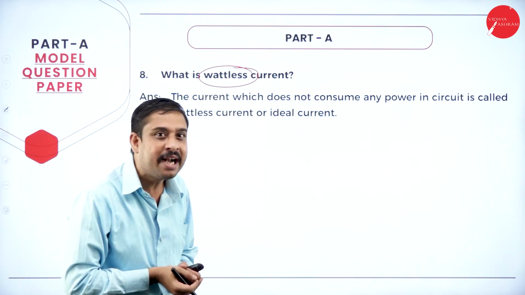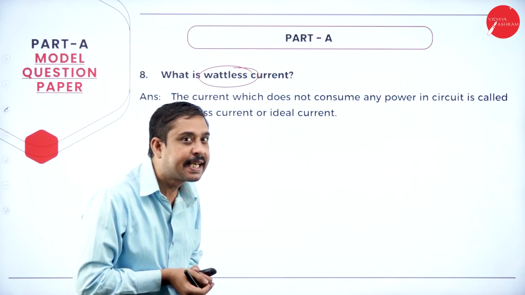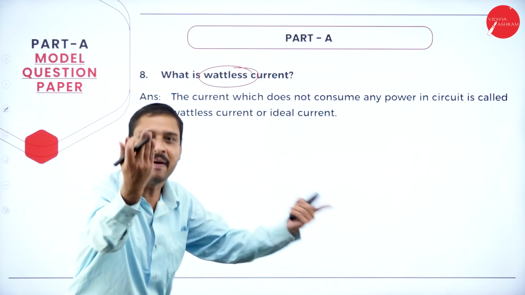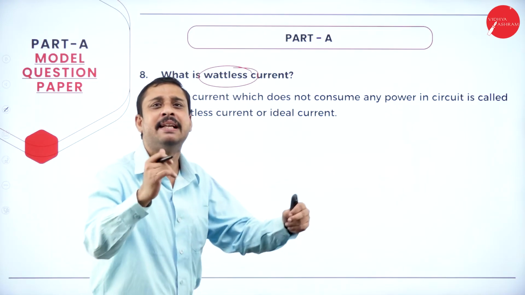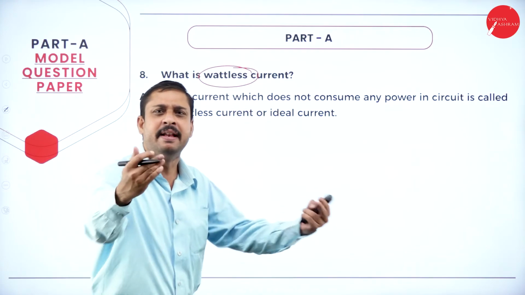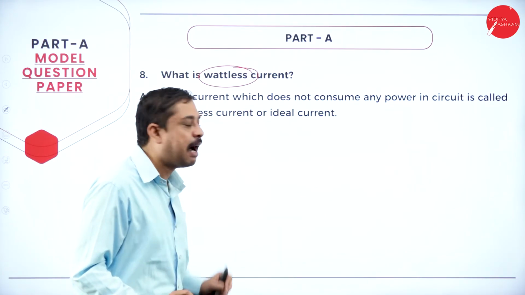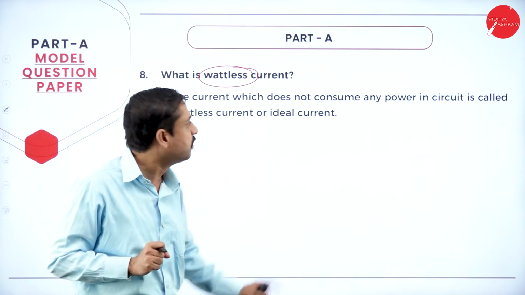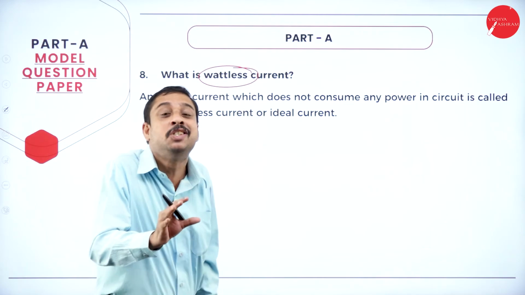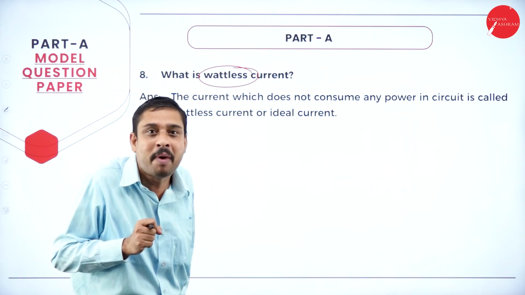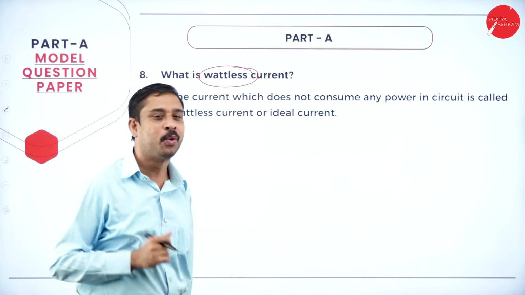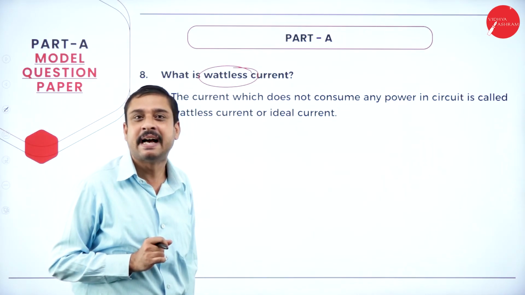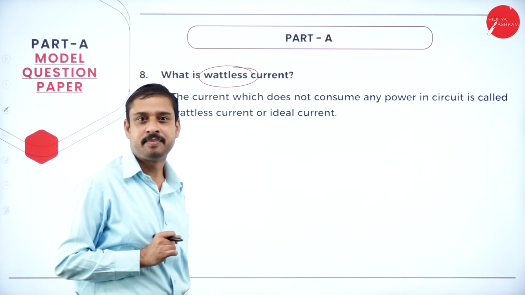Children, watt is which physical quantity, SI unit? If you know that, you will know the definition. Power. Wattless means powerless. So the current which will not drive any power, which will not consume any power (consume means pulling), in a circuit is called wattless current or ideal current.